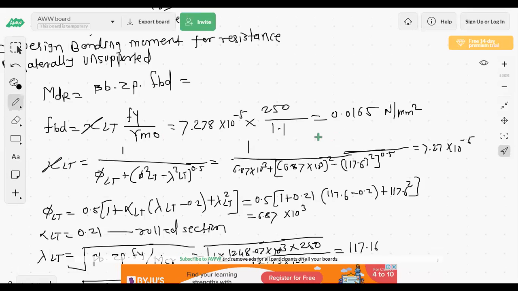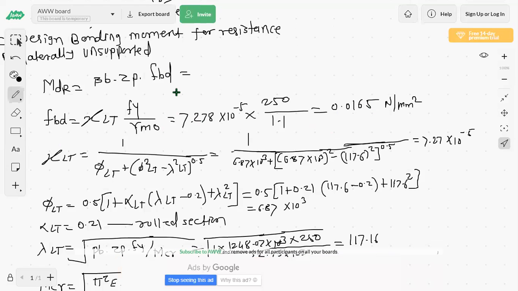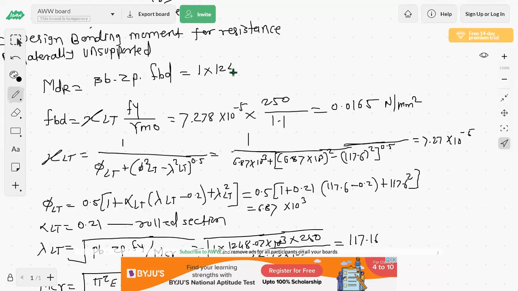सो एवढी सगळी कॅल्क्युलेशन्स केली आपण FBD साठी आणि FBD ची व्हॅल्यू किती आली हो, 0.0165. याचा फरक किती पडायचा कॅल्क्युलेशन्स वरती. But it is the part of our procedure. Okay. So beta B again 1 into ZP 1248 into 10 raised to 3 into FBD which is 0.0165. Now tell me MDR.